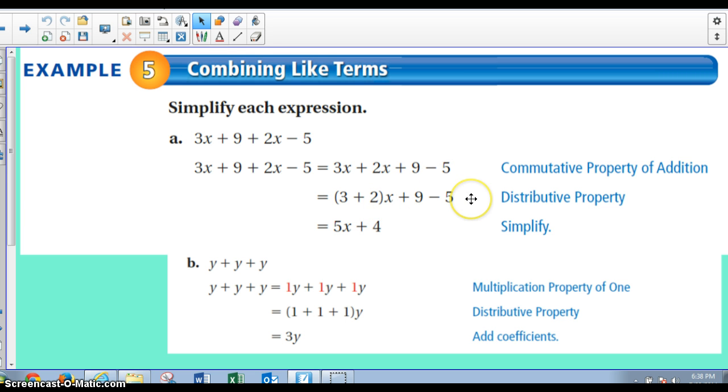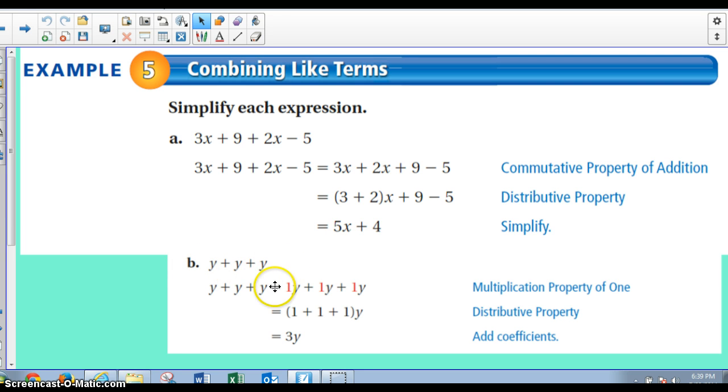Now we're going to do the distributive property where we say, oh, look at this. It's already split apart, but I can put it together now because that x is being shown in 2 ways. Now I can do 3 plus 2 and put an x after it, because that 3 plus 2 with an x is the same as saying 3x plus 2x plus 9 minus 5. Now I have 5x plus 4, and that's 9 minus 5. Easy enough.